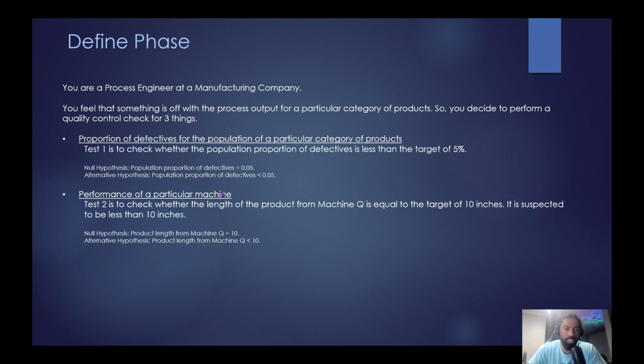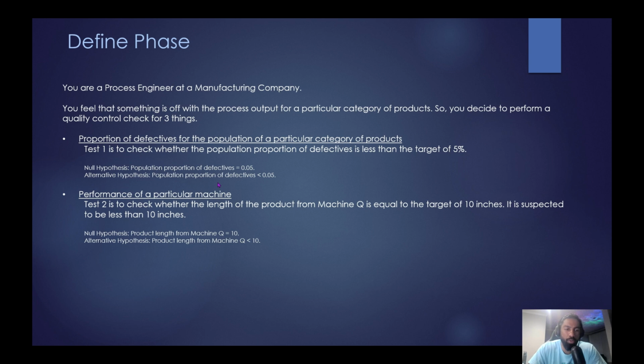The other quality check you wanted to do is the performance of a particular machine. Here, the test is to check whether the length of the product coming out of machine Q is equal to the targeted 10 inches. You have a suspicion that it's less than 10 inches. So the null hypothesis is product length from machine Q equal to 10. Alternative hypothesis, the product length from machine Q less than 10.